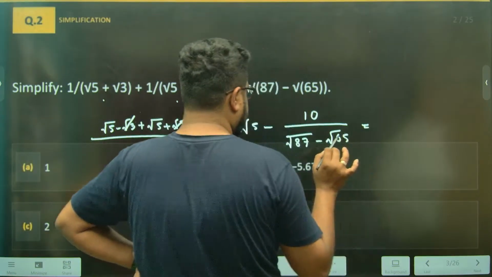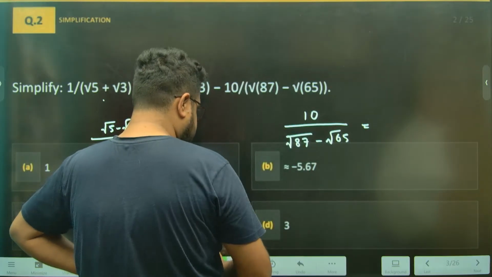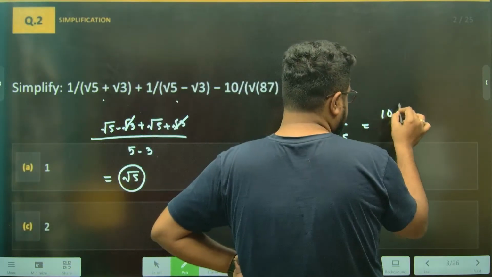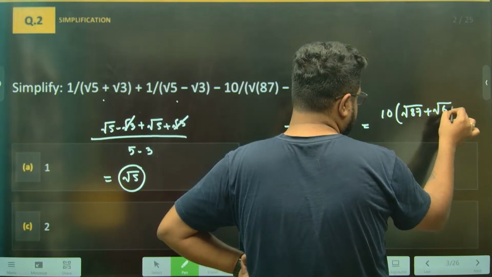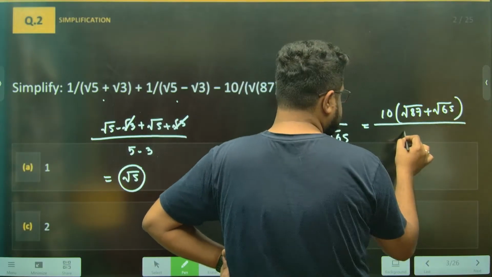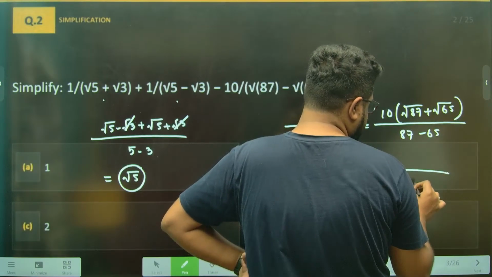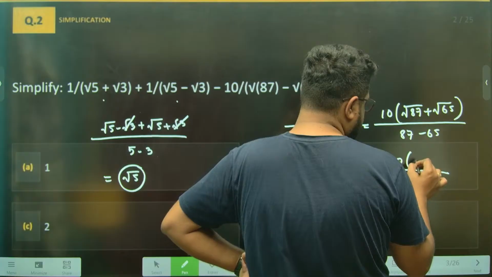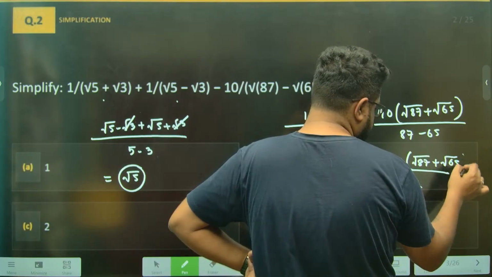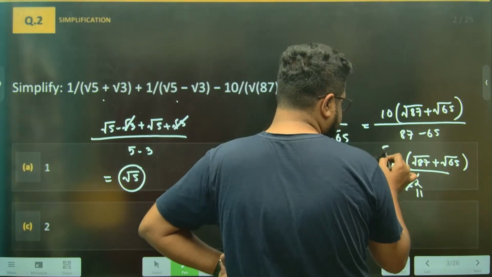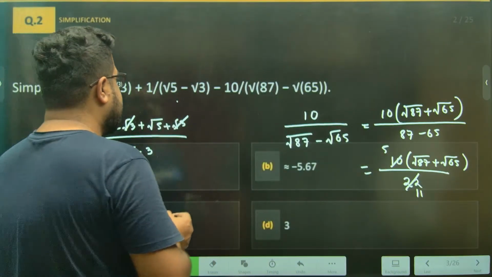So again, I'm keeping this as it is. Acha, let's do one thing. Let's just do this separately. So 10 into root 87 plus root 65 divided by this is 87 minus 65, which will be 22 if I'm not wrong. This is 11, this is 5, that much I can say only. And there is this root 5.